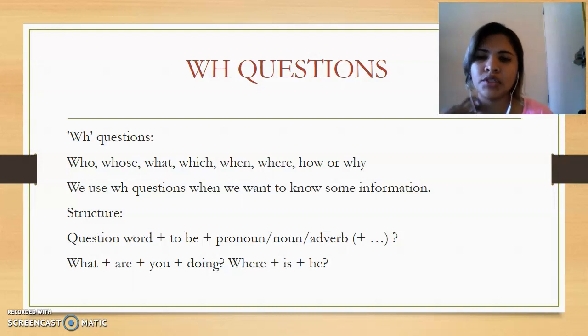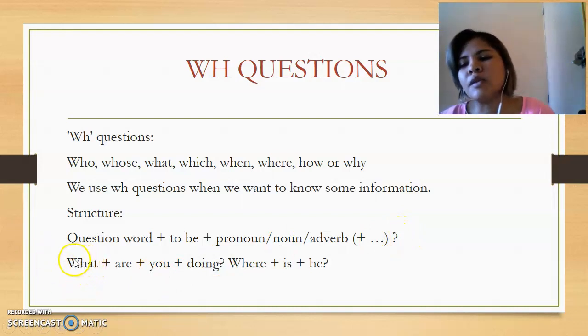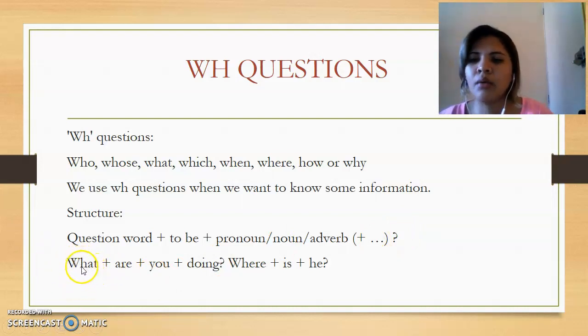The WH questions are who, what, which, when, where, how, and why. The structure for this WH question is question word, plus to be, plus pronoun, noun, or adverb, and questions. So we have an example here. What are you doing? We see that we have the question word, to be, pronoun, and a verb.